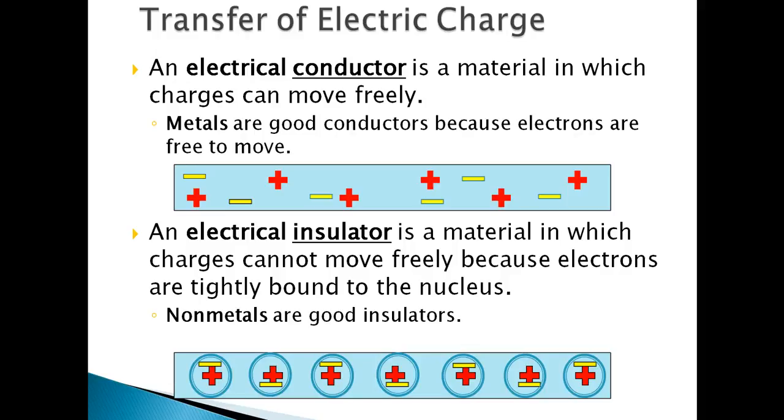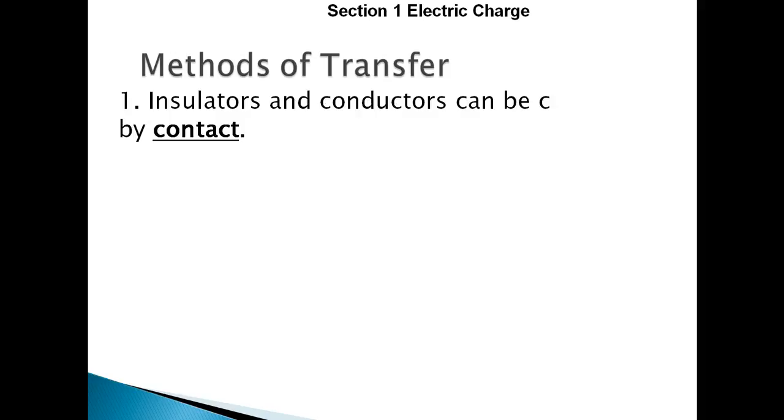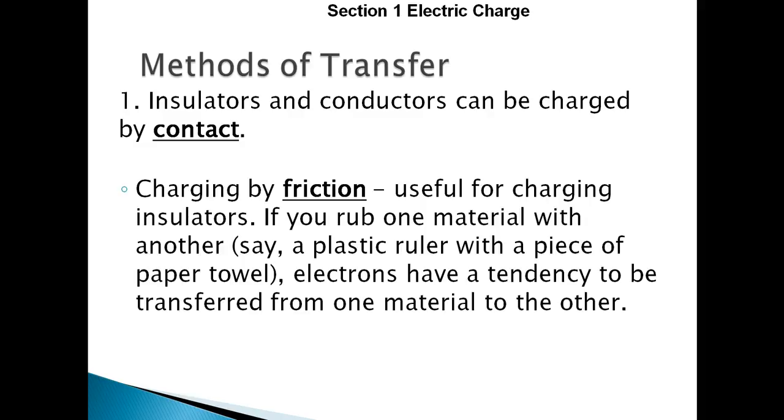So conductors and insulators, and how you can transfer charge. We'll look at 3 basic ways. The first thing is charging by contact. That should be simple enough. That's just touching. In charging by contact, there's really two ways that you can do this. One is by friction. Friction is a really good way for charging insulators specifically.